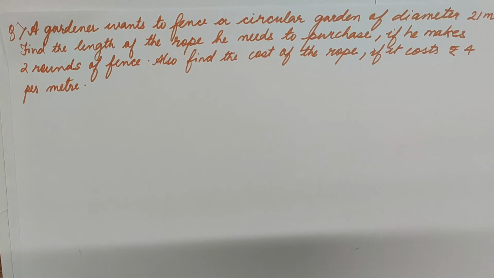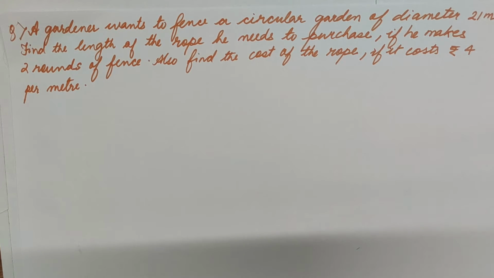Our next question is: a gardener wants to fence a circular garden of diameter 21 meter. Find the length of the rope he needs to purchase if he makes 2 rounds of fence. Also find the cost of the rope if it costs rupees 4 per meter. So here, let us write down the information given to us.